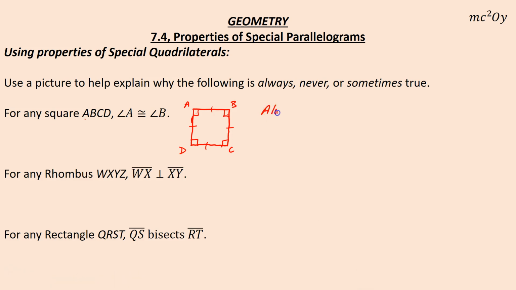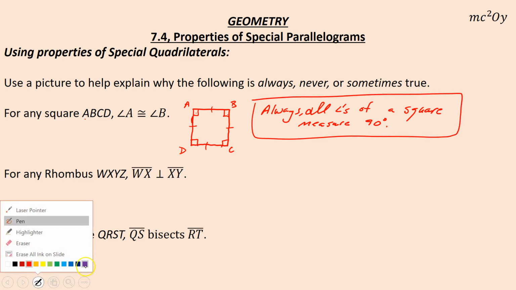So this is always true, because all angles of a square measure 90 degrees. It's always true.